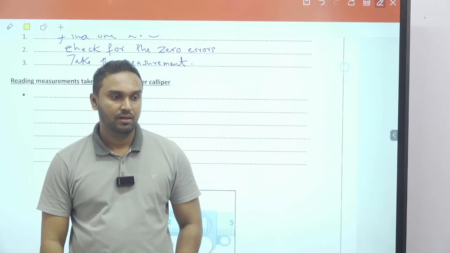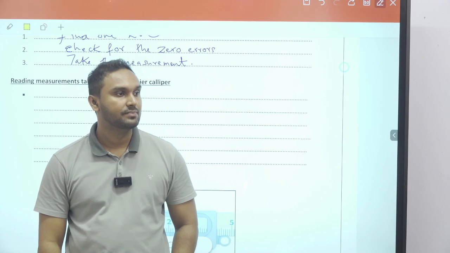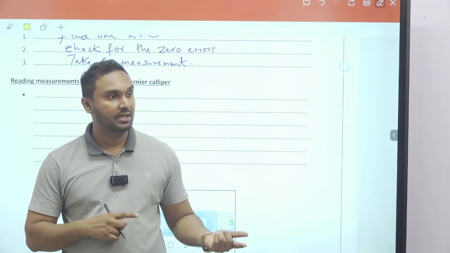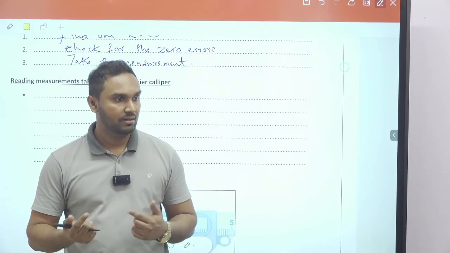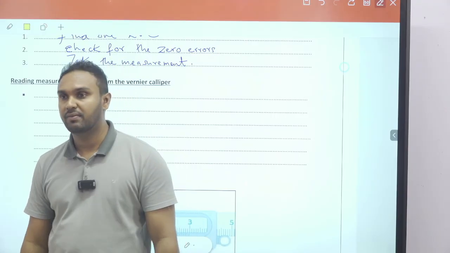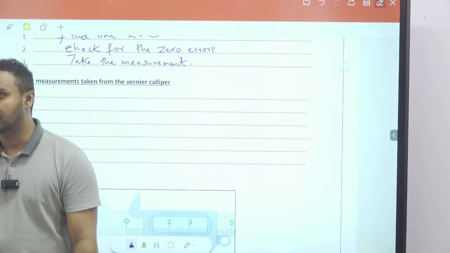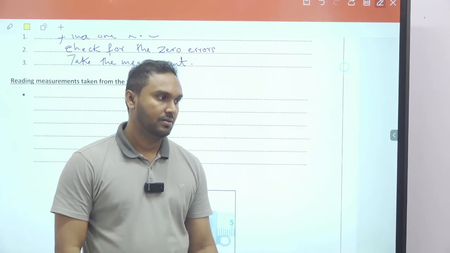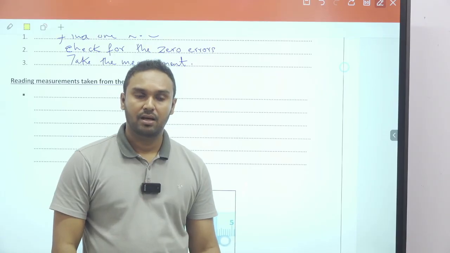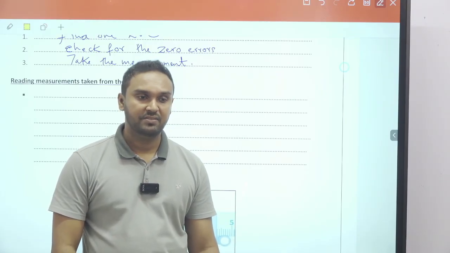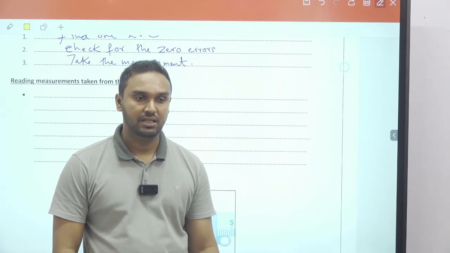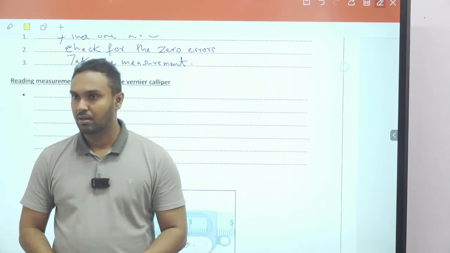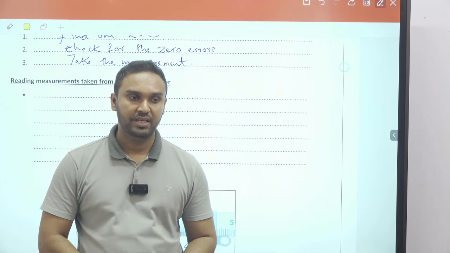How do we get the final length? Now you have to add the main scale value to the vernier scale value to get the final length. To get the final length, add MSV to VSV.